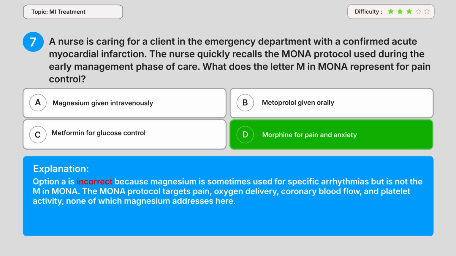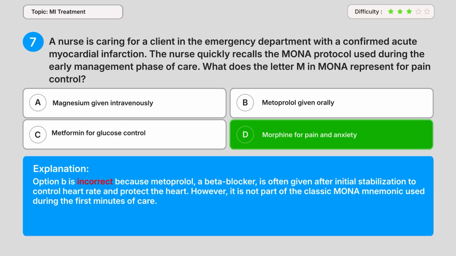Option A is incorrect because magnesium is sometimes used for specific arrhythmias, but is not the M in MONA. The MONA protocol targets pain, oxygen delivery, coronary blood flow, and platelet activity, none of which magnesium addresses here.